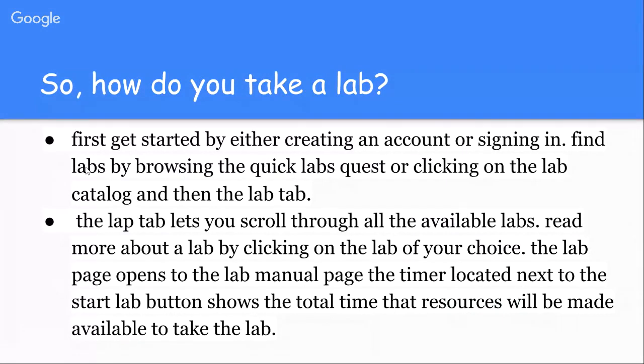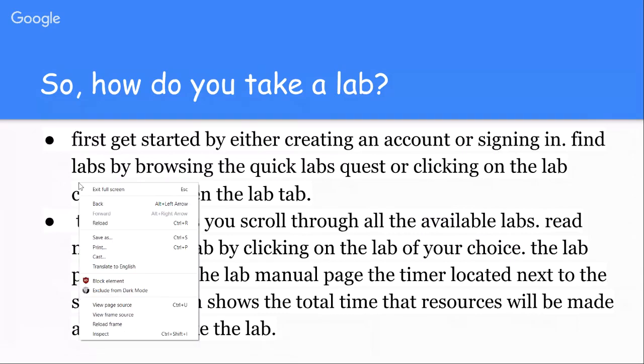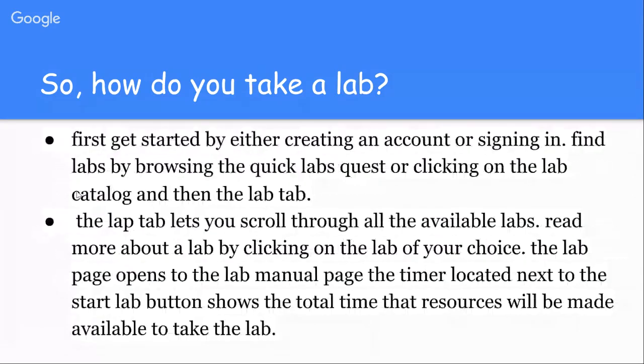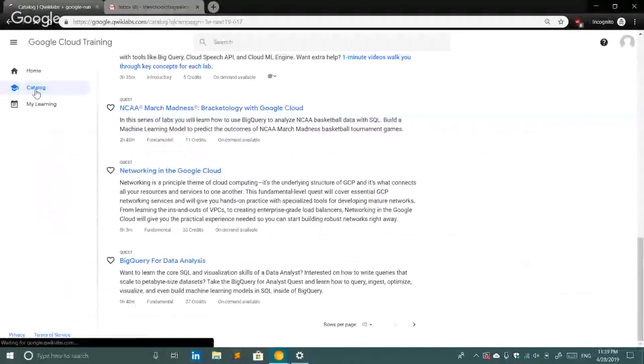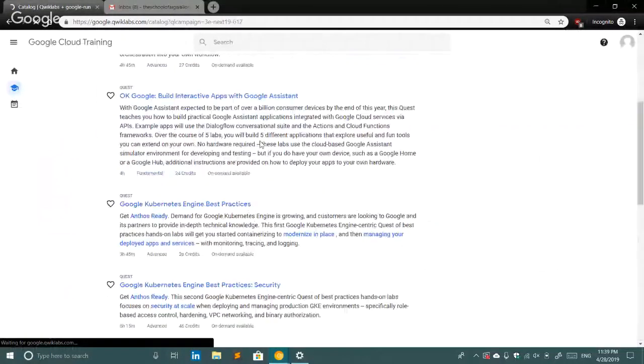First, get started by either creating an account or signing in. We have just done it. I used the School of AI's official account of Gwalior chapter, and find the lab you want to start using the catalog section and then the lab tab. Here's the catalog section and here are the lab tabs.